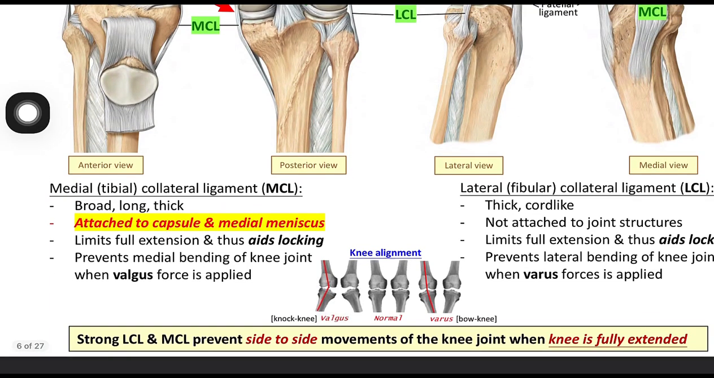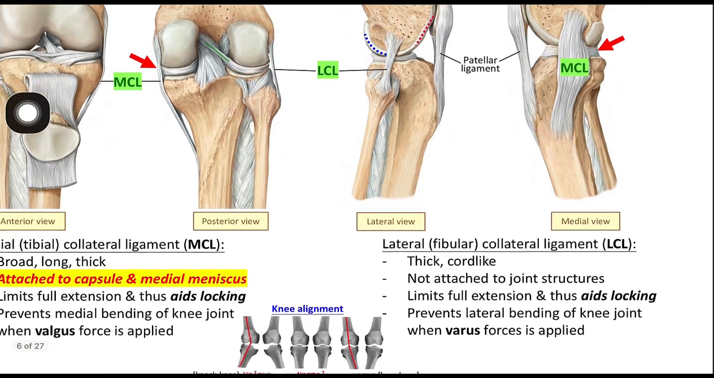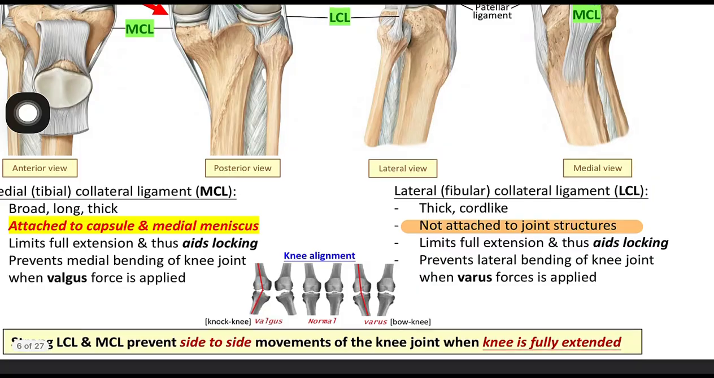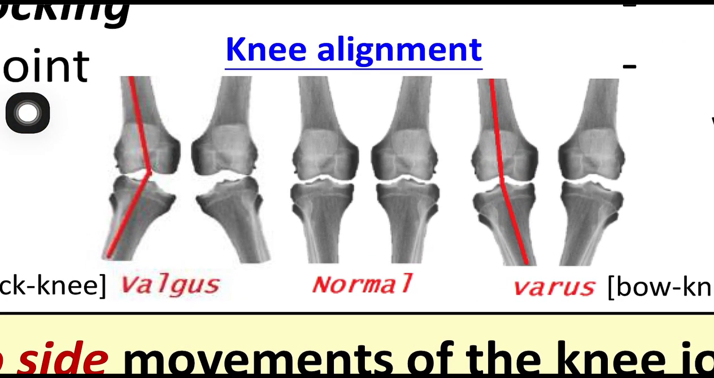And this one is the lateral collateral ligament. This one is the cord-like material. You can highlight these as well, not attached to any joint structures, very standalone structures. Okay. And also please go home and take a look at what we call the normal alignment of the knee. So this is normal.